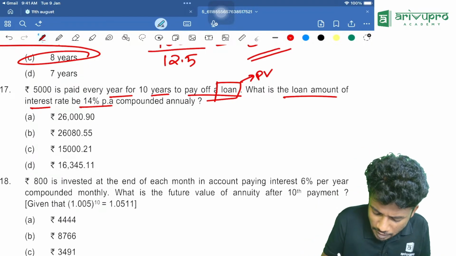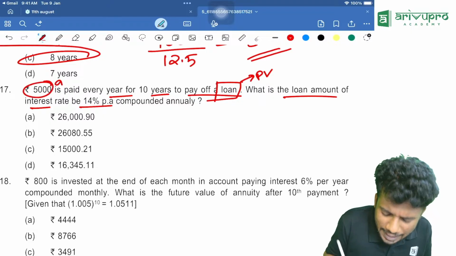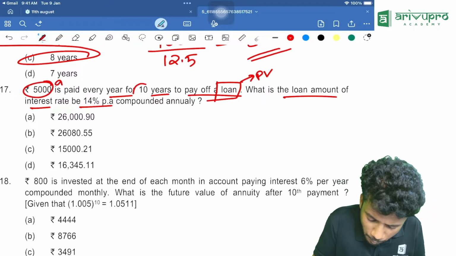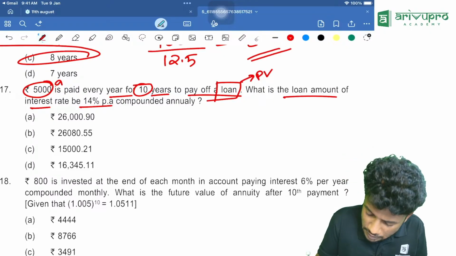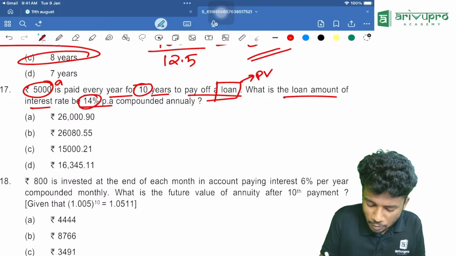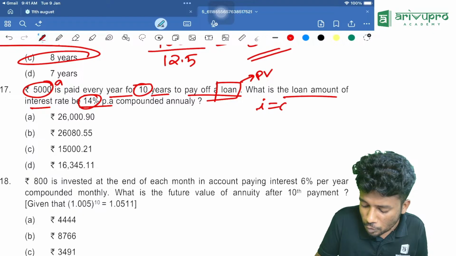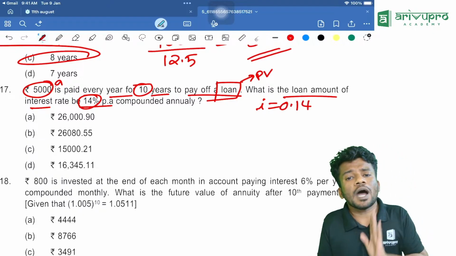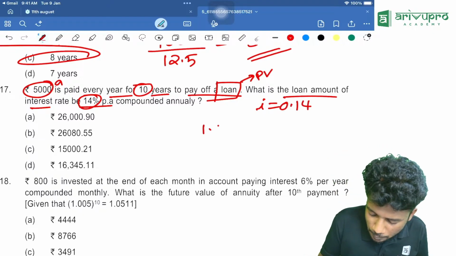Now, how to find it? Here, annuity amount is how much? A is equal to 5,000. Then, number of years is 10 years. Then, what else is given? Rate percentage is 14%. So, I value is 0.14. So, 1 plus I, how to find that? That is 1.14.